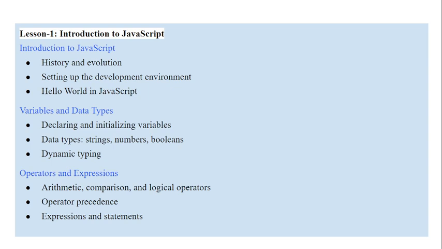And data types: we have strings, numbers, booleans. In boolean, we have true and false conditions. Numbers, we know the numbers 1, 2, 3, 4. And operators and expressions: we have arithmetic operators, which are nothing but addition, subtraction, multiplication, and division. In comparison operators, we have greater than or equal to, less than or equal to, like that. In logical operators, we have and, or, not operators, like that. These are the topics of chapter 1.